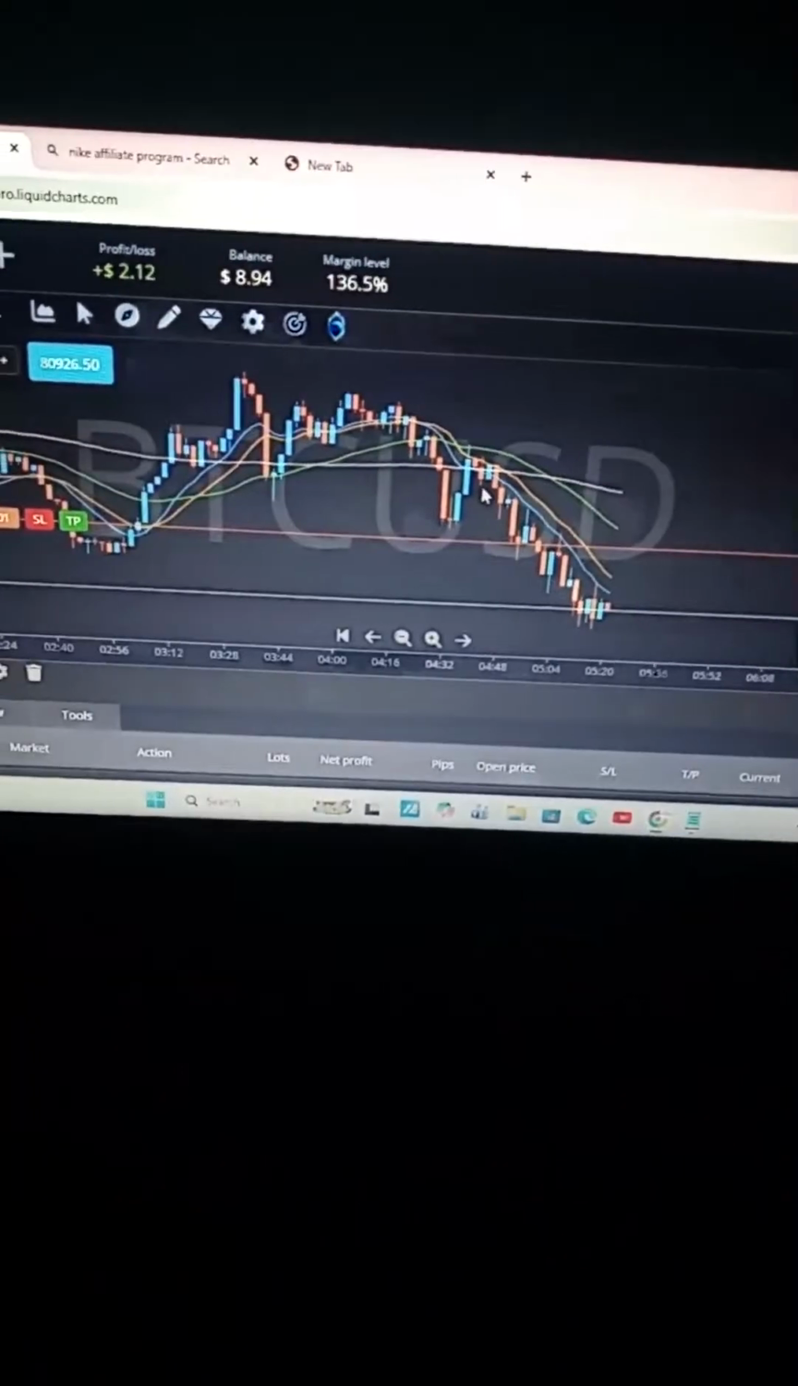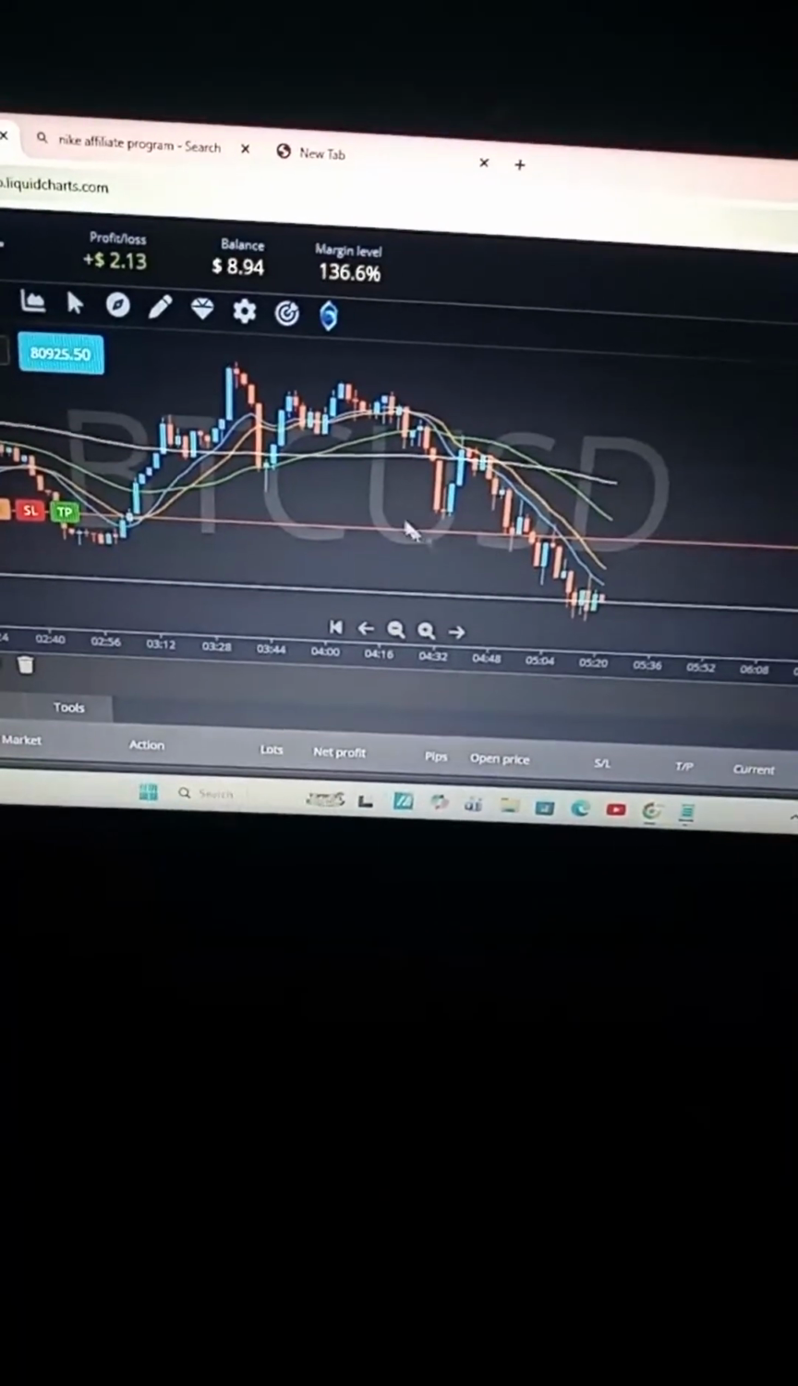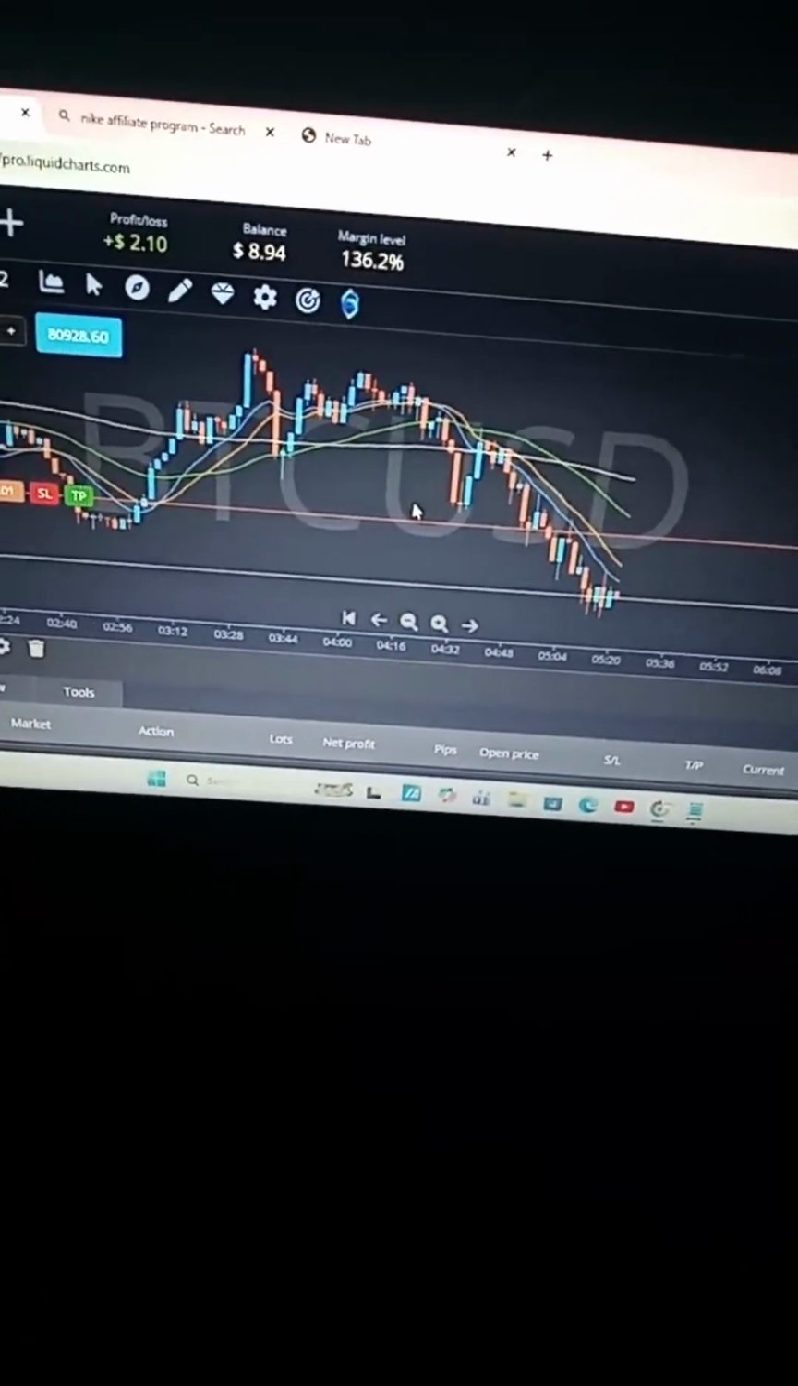Algorithm, alert system, all that. You know what I mean? So when I say algorithm, you get the parameters of these moving averages, okay? And you get an alert system to come with it.